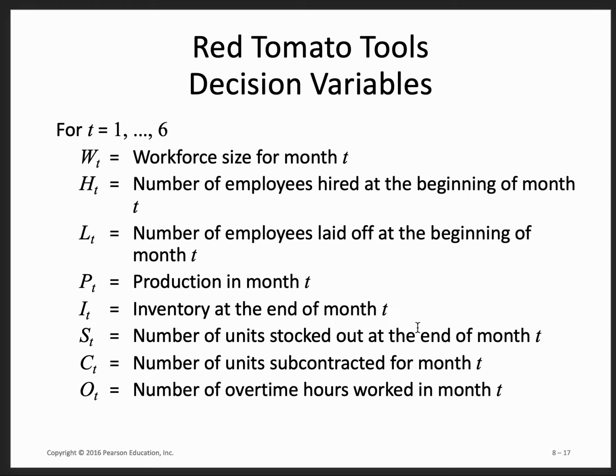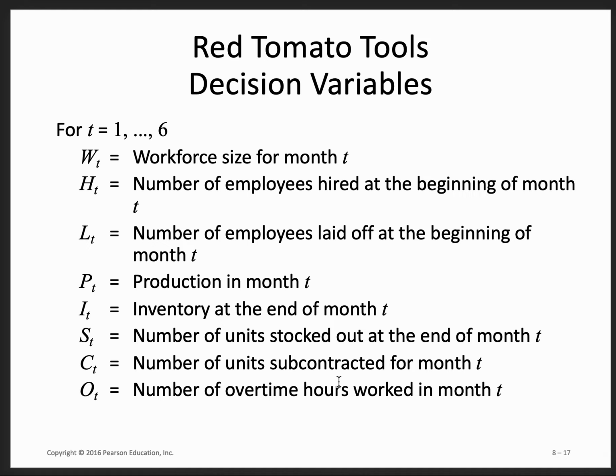IT is the inventory at the end of the month. So after satisfying your demand and everything, how many units are you left over by the end of the month? ST is the number of units stocked out at the end of the month, so the number of units that are either backlog or stock out. In this case, we're going with stock out, but if you're doing backlogs, it's very similar.